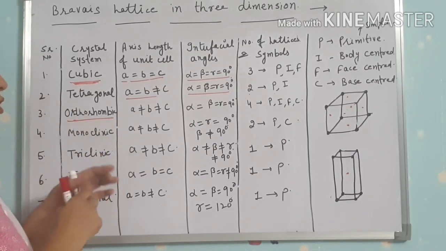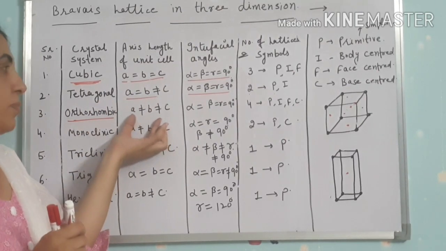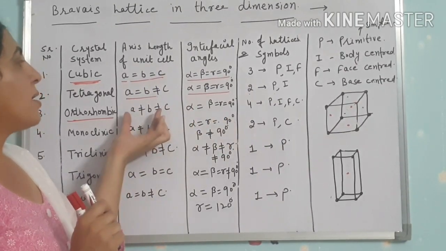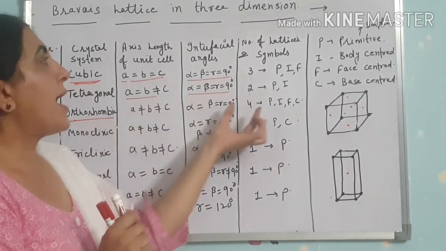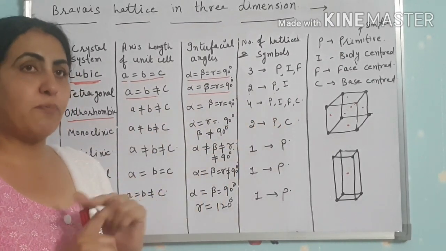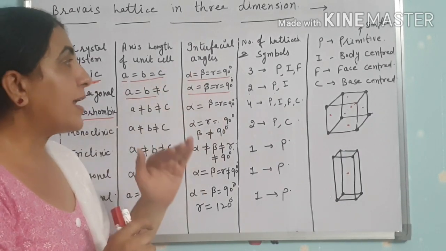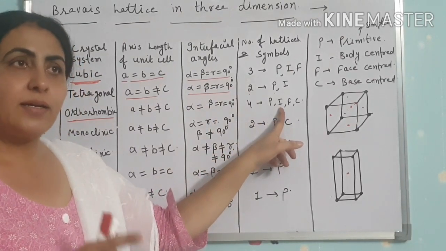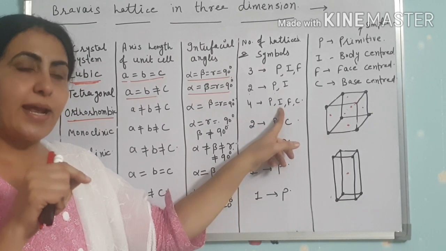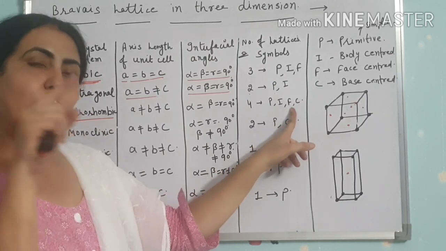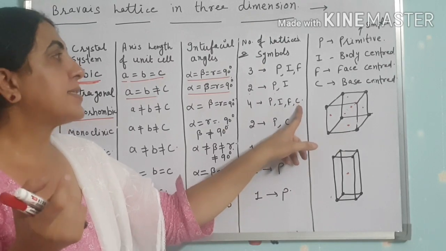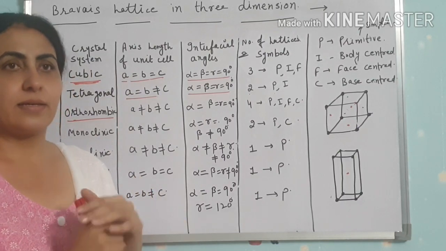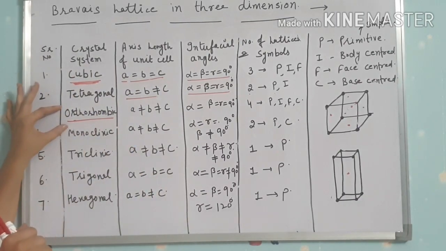Orthorhombic. In orthorhombic, axis length A is not equal to B is not equal to C, but the 3 angles are 90 degree, and there are 4 types of Bravais lattices. What are the 4 types? One is primitive, atoms are only at the corners. Second is I, that is body centered. At the body also there is an atom and also at the corners. Then face centered, also at the corners but also at the faces. And C is base centered, the atoms are at the corners and at the bases. Clear? So this is about orthorhombic.